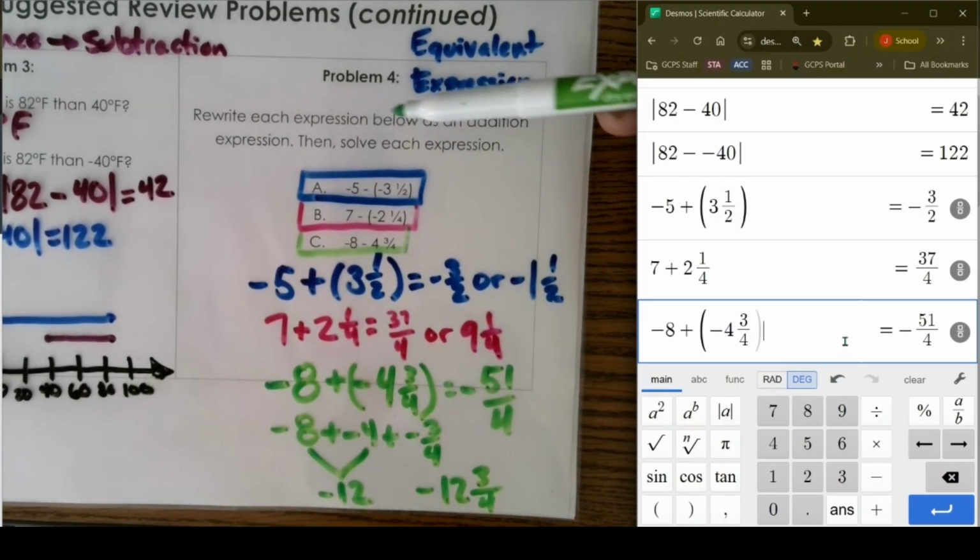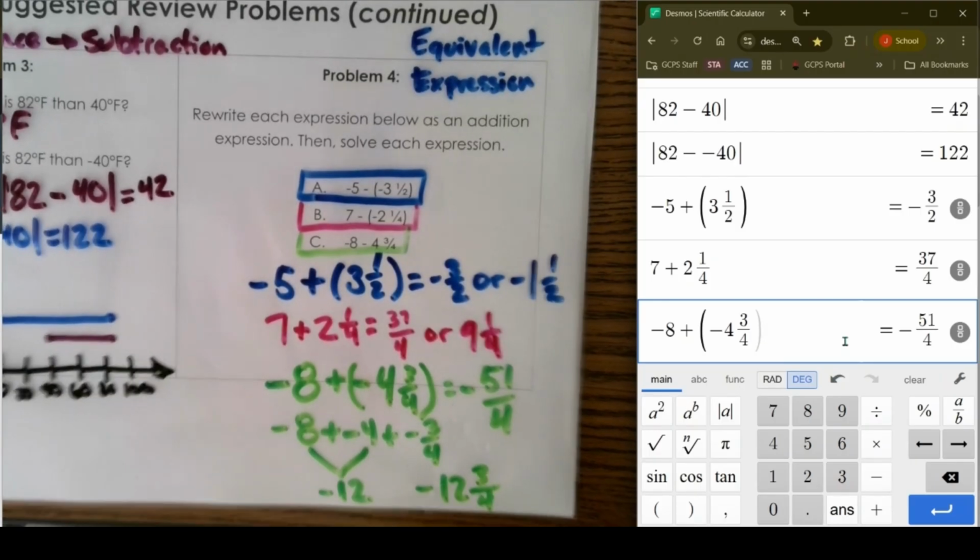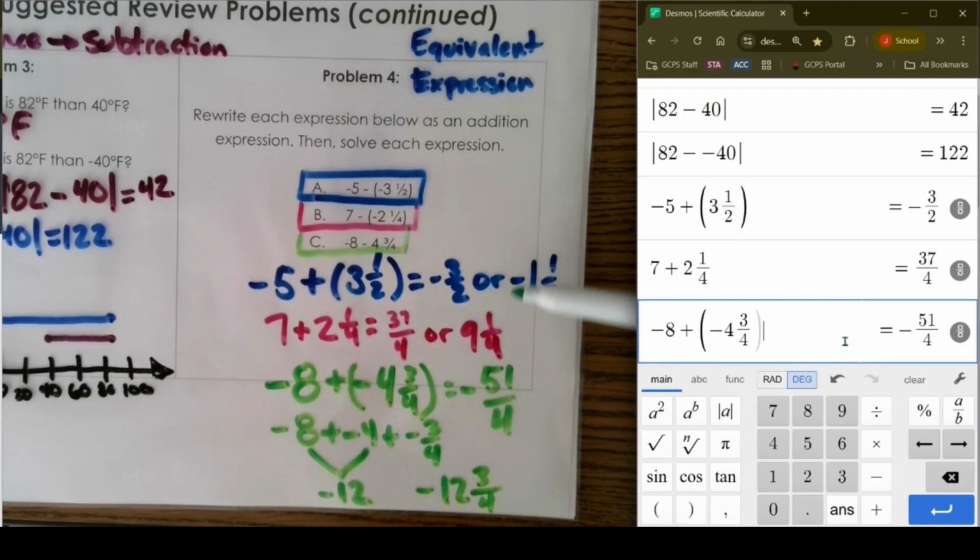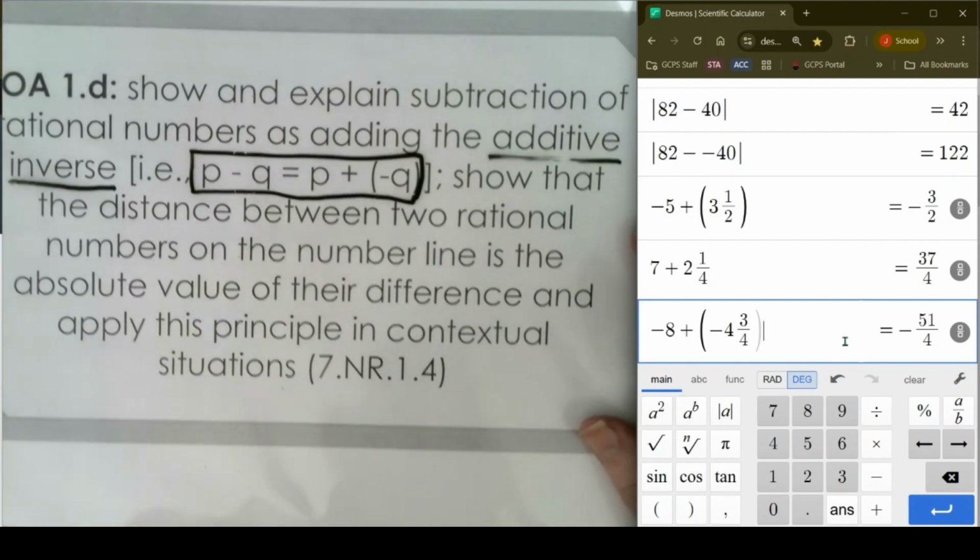So there you have it. There is rewriting each expression below as an addition expression and solving the expression. Those are our answers there. And so we have completed IOA 1D.